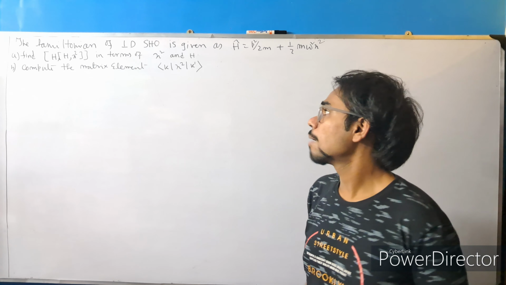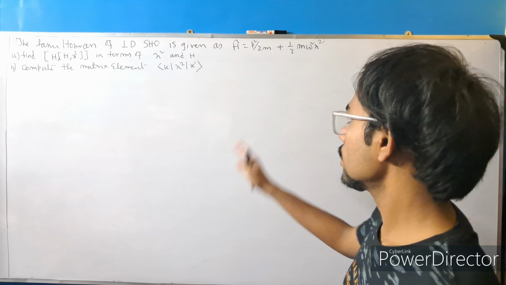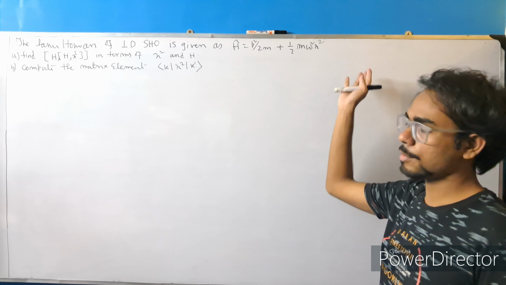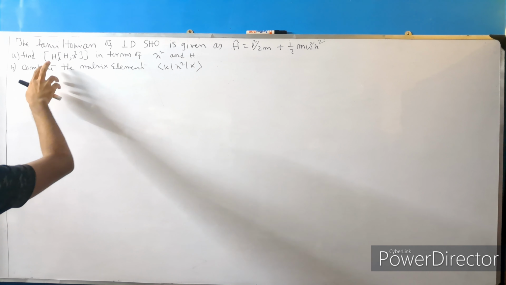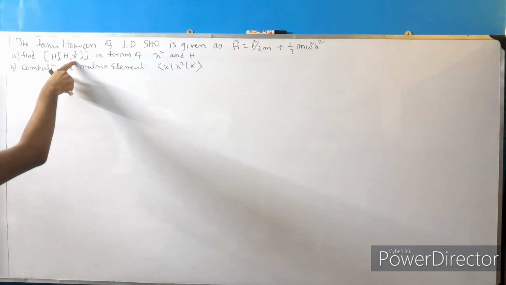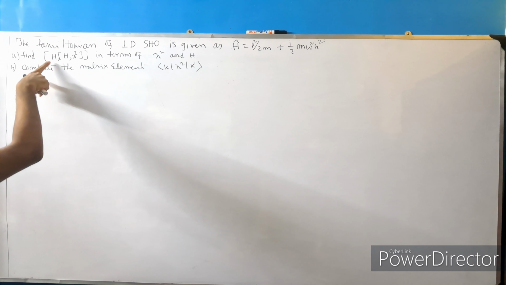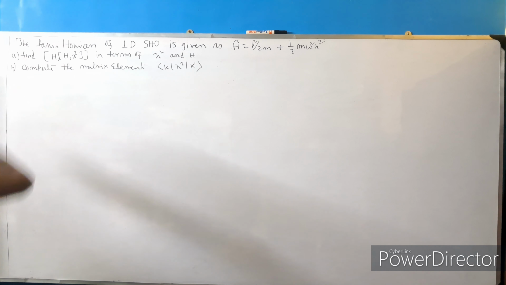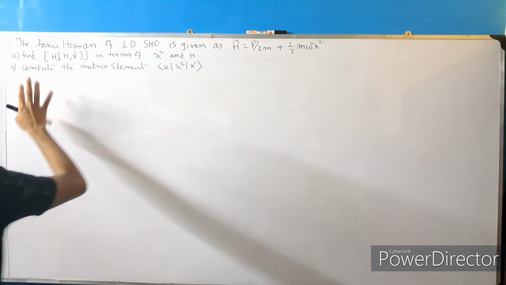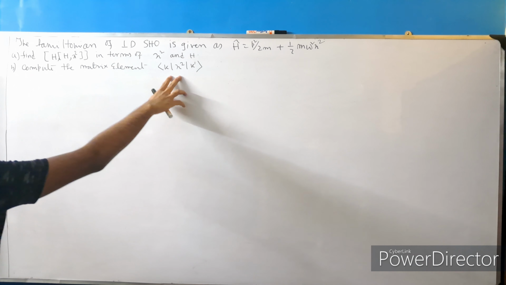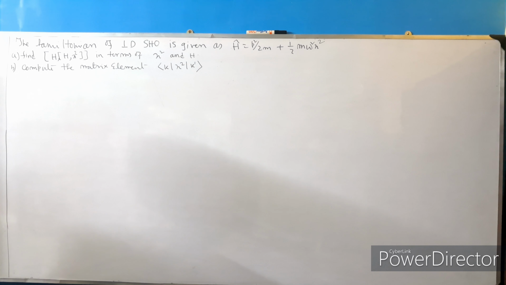Today's problem is: the Hamiltonian of a 1D simple harmonic oscillator is given, as you can see, the general Hamiltonian. We have to find the commutator bracket of H and x squared first, and after that the result of this should commute with H, and we have to find the whole commutation bracket in terms of x squared and H. This is the main requirement, and the other thing is we have to compute the matrix element of this thing. Okay, so let us start with this problem.